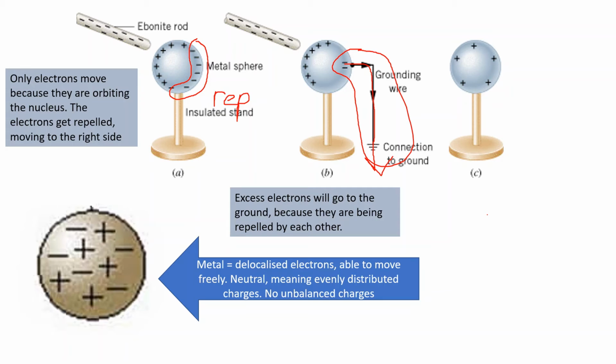And if you look at diagram A, as the ebonite rod is brought close to the neutral metal sphere, because only electrons move, and because they are moving around the nucleus, the electrons get repelled, moving to the right hand side. The metal ions will more or less stay in place, but they will be moving slightly towards the left. So when that says REP, that means it is repelled towards the right hand side.